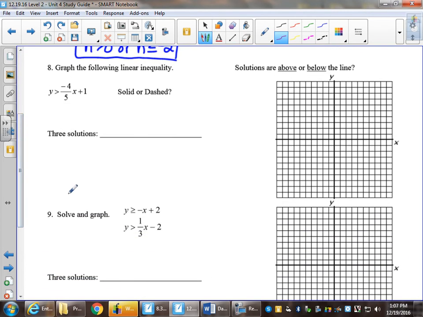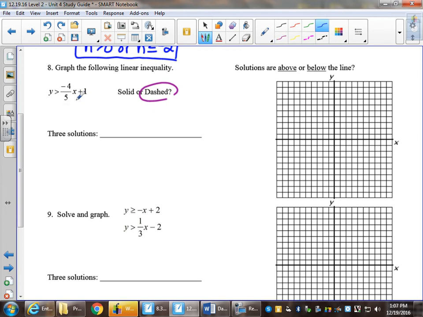Number 8 starts our graphing linear inequalities. Our first one here, y is greater than negative 4/5 x plus 1. Well, right away from the inequality sign, I know that this will be a dashed line because I don't see any or equal to. Let's graph it.